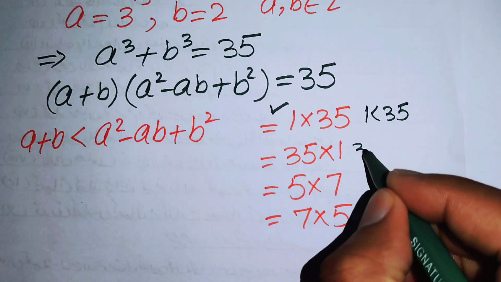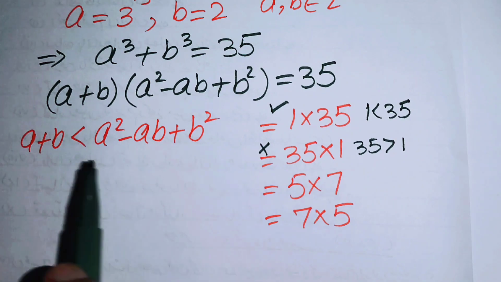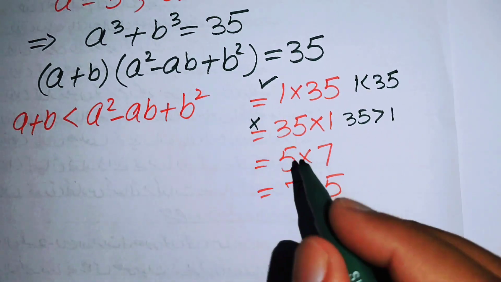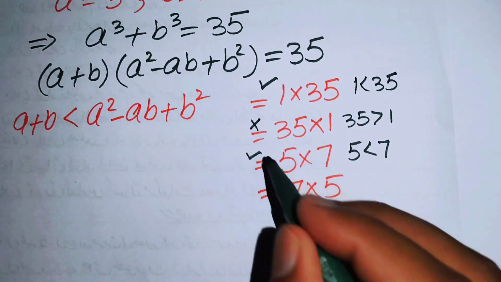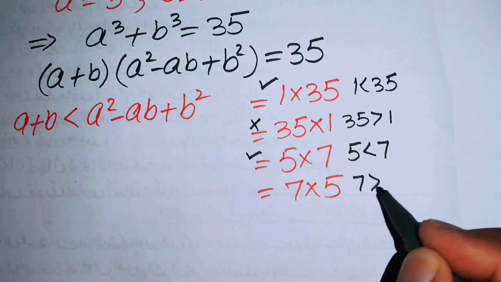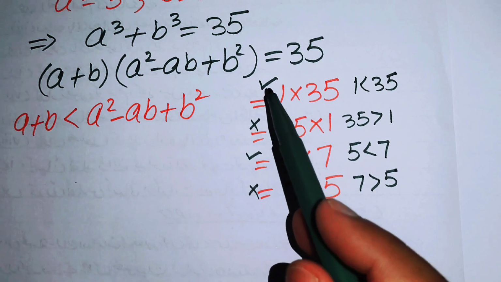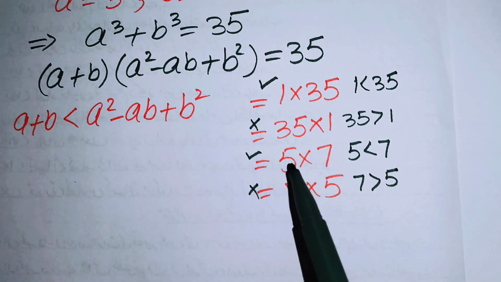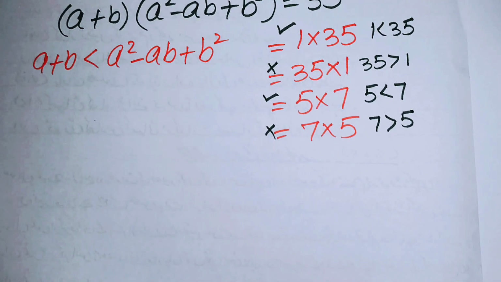Here 35 is greater than 1, so we neglect this factor, because we need only those in which the first is less than the second. Similarly, 5 is less than 7, so we choose this, and 7 is greater than 5, so we reject this. So here we have two cases: the first is 1 times 35, and the second is 5 times 7. So now we can divide this question into two cases.